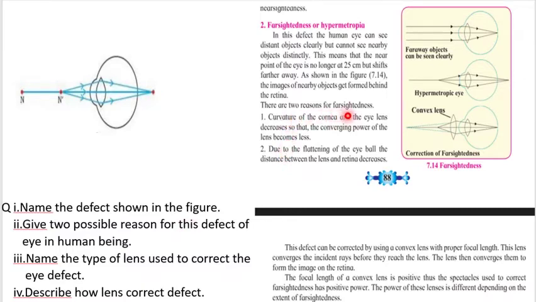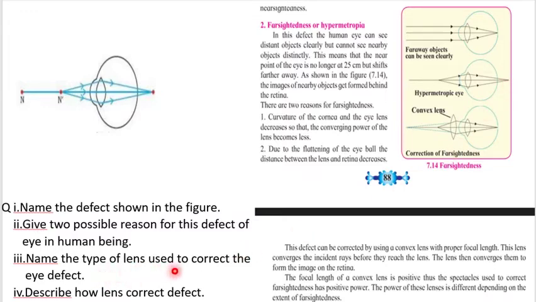The two possible reasons are: first, the curvature of the cornea and the eye lens decreases so that the converging power of the lens becomes less. Second, due to the flattening of the eyeball, the distance between the lens and the retina decreases. As the distance between lens and retina decreases, the image is formed behind the retina.